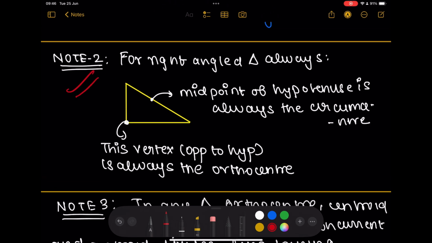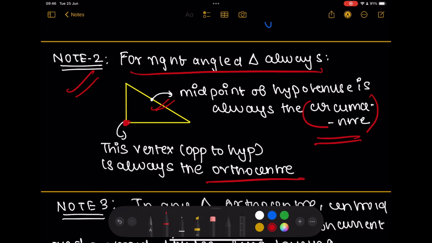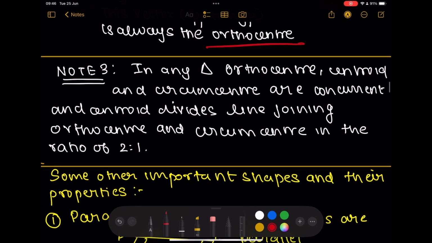Note 2. This has now become very obvious, most of the people know it. For any right angle triangle, the vertex opposite to the hypotenuse will always be the orthocenter, and the midpoint of the hypotenuse will always be the circumcenter. Now, how will questions be asked from here? Then it's very easy. Once you know the midpoint of the hypotenuse is your circumcenter, then obviously you should know the circumradius will be half of the hypotenuse. So if they ask for the circumradius, it will be a very easy question. Most of you will already remember it, but if you don't, you can revise it, right? Note 3.